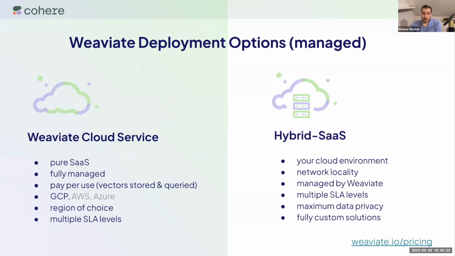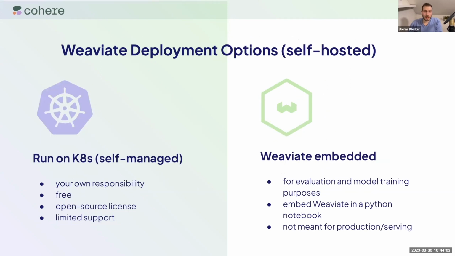And of course, it also gives you benefits like network locality. You don't have to send queries across the world, or across data centers, or even across cloud providers, which can already add 100 to 200 milliseconds of latency. You get to avoid all of this, but it's still managed by Weaviate. Weaviate engineers make sure that this stays up, stays scalable, and that everything is running for you. Again, here you can have multiple SLA levels to pick what kind of support or other objectives you need. And of course, there's the option to fully customize this.